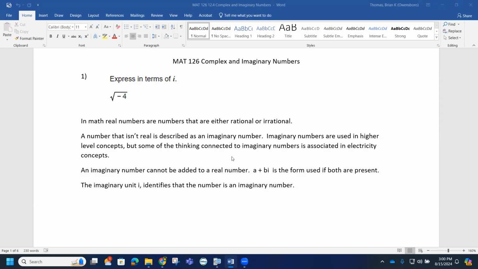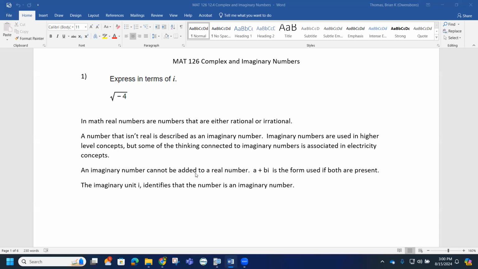Imaginary numbers are used in higher level concepts, but some of the thinking connected to imaginary numbers is associated with electricity concepts. So anyway, imaginary numbers are kind of a unique thing. But like I said, some of the actual concepts tied to imaginary numbers are also tied with some of the electrical concepts that you may see. So one of the things we pick up on is this.